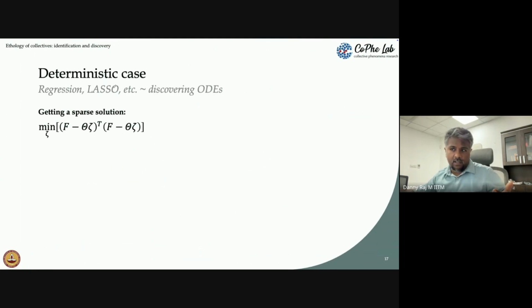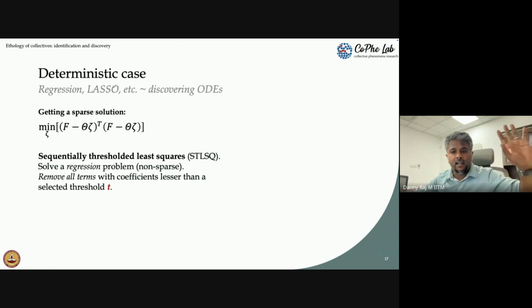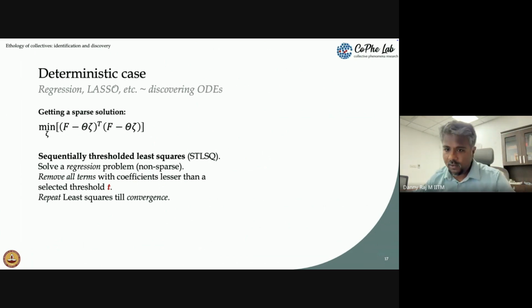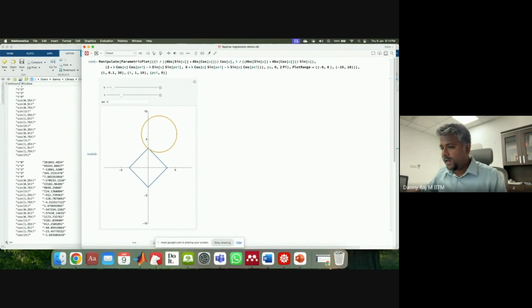There are other ways to get sparse solutions. There's something called sequentially thresholded least squares, which is also very commonly used. Here it's much simpler to understand. You solve the normal regression problem, which didn't give you these sparse solutions, but drop all terms that are less than a threshold, and then redo the problem till you no longer have to drop terms. That also gives rise to sparse solutions, which work quite well. So all these different things can be done. Let's try doing that now. Okay, let's go back to our MATLAB demo.